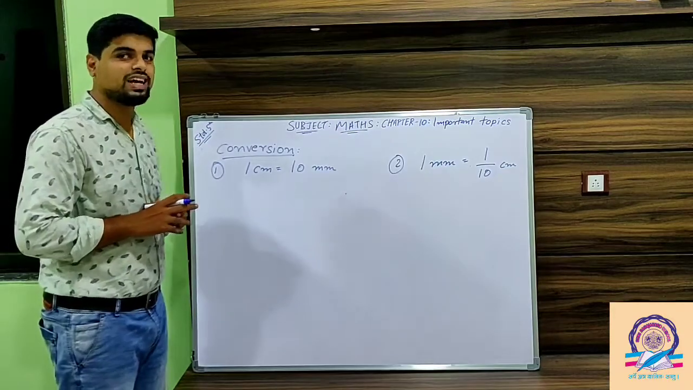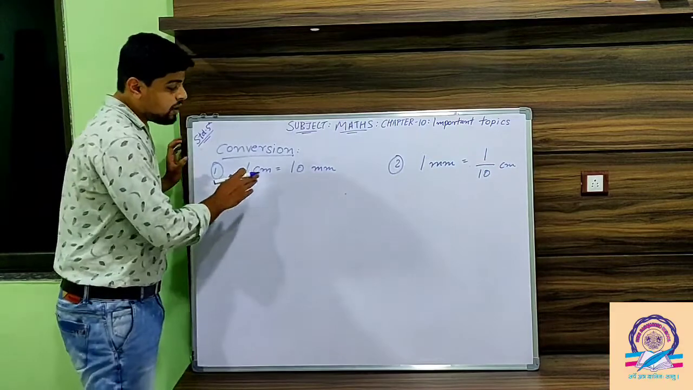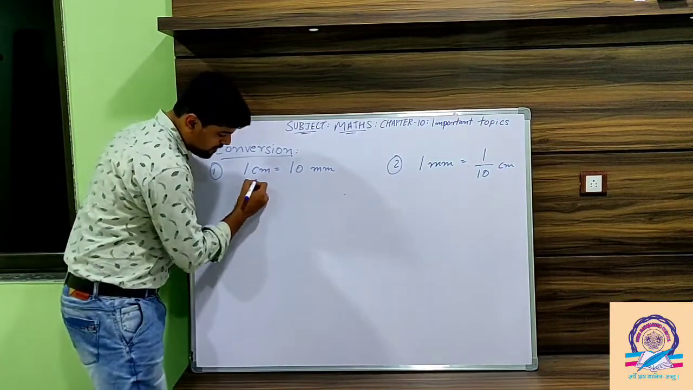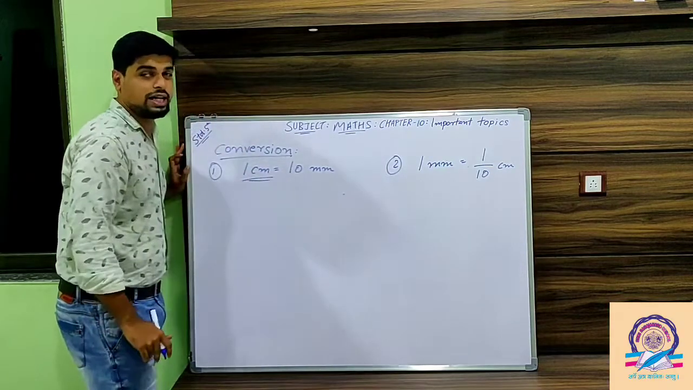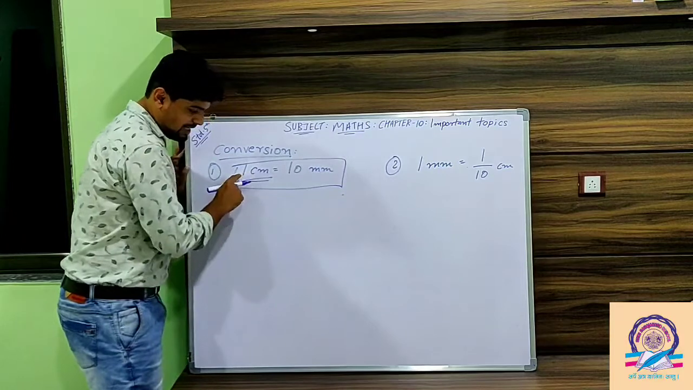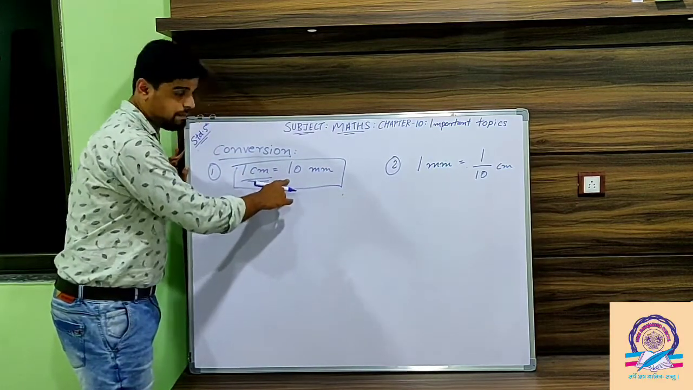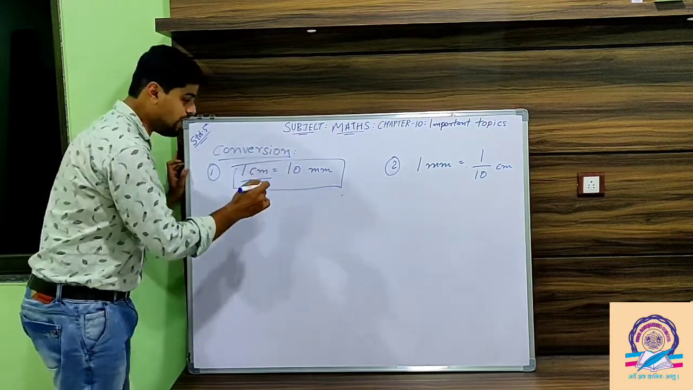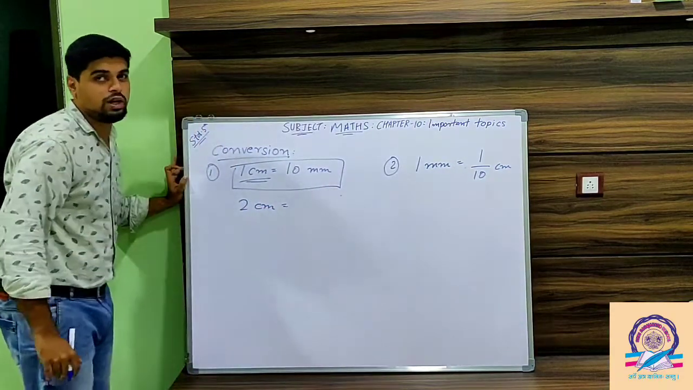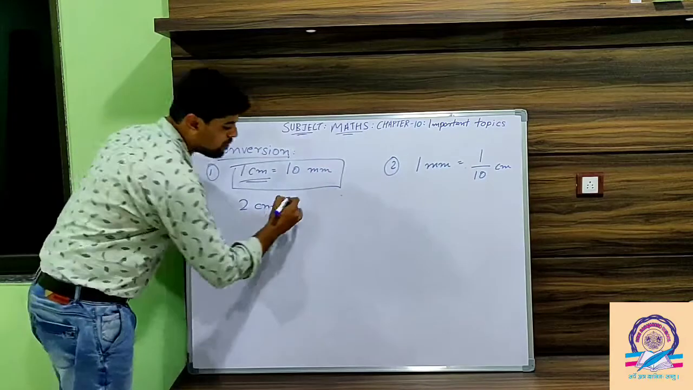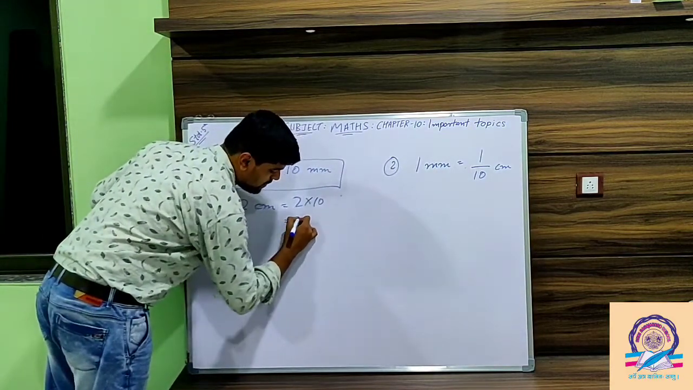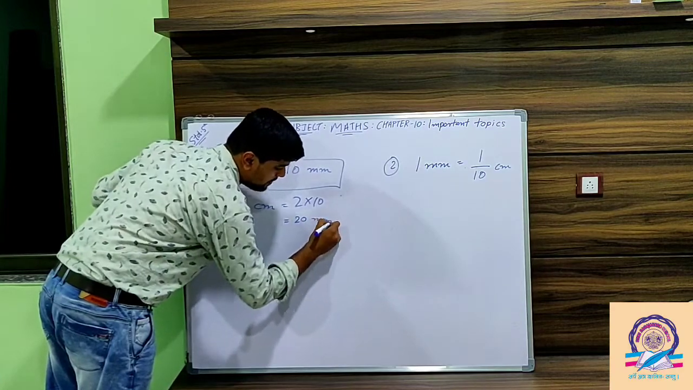Now the next topic is conversion. Converting one unit to another. For example, if you are given 1 centimeter and want to convert into millimeter, you have to remember this formula, that 1 centimeter is equal to 10 millimeter. If you are given 2 centimeter, what will be the millimeter form? 2 into 10, you have to multiply by 10, so our answer will be 20 millimeter.